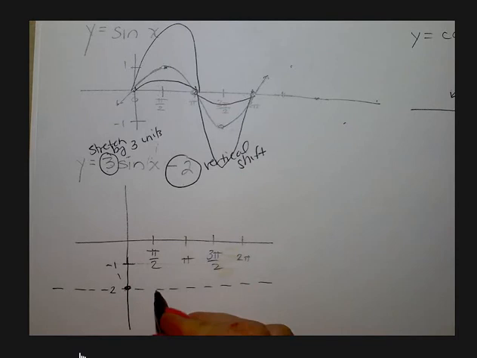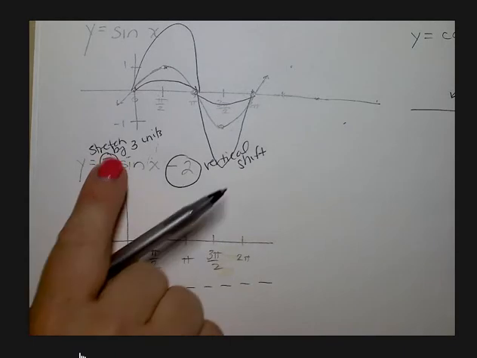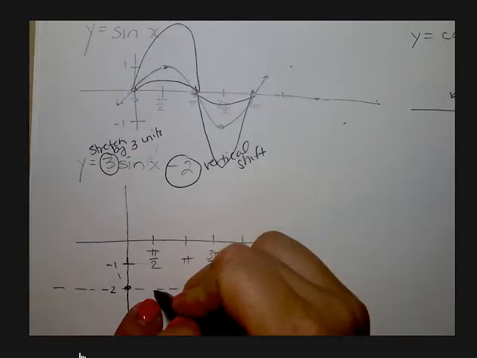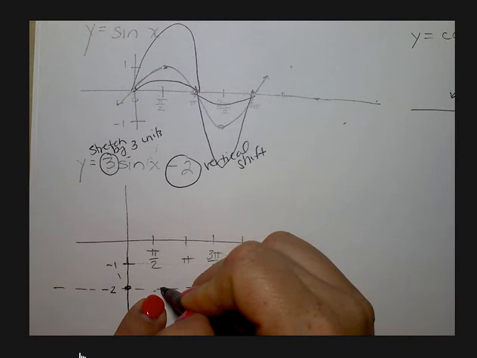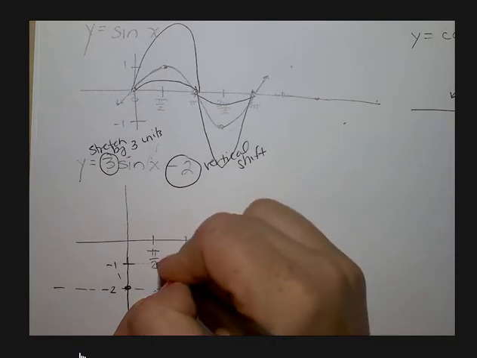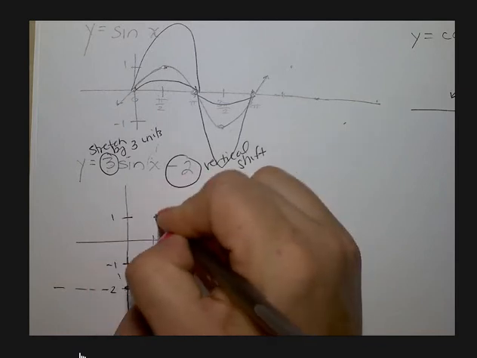Now go to pi over 2. Put your finger at pi over 2. What is the sine at pi over 2? 1 times this 3 is, okay, so go here. Don't do anything yet. We need to go 3 above, not just 1 above like normal. We need to go 3 above because it's stretched. So there's 1 unit above, 2 units above, 3 units above.